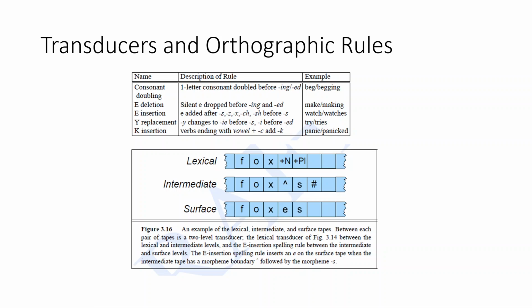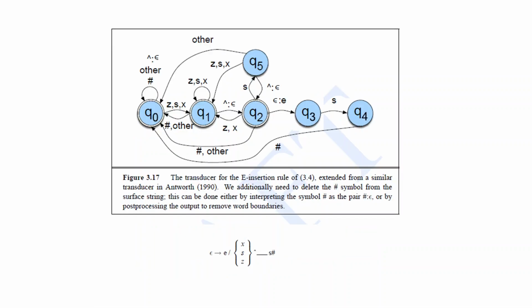So how can that be incorporated in a transducer? That is what comes next. So here we have an example of E insertion. That is, E is inserted whenever you have an X, S, or Z, after which you have the end of morpheme.